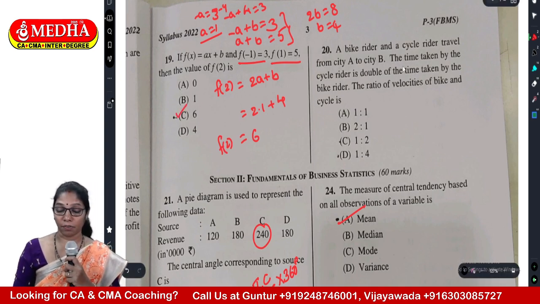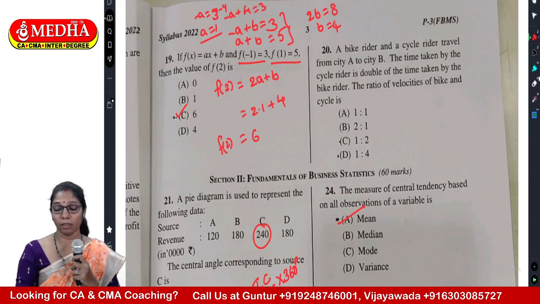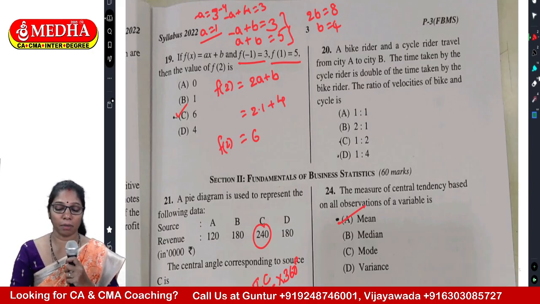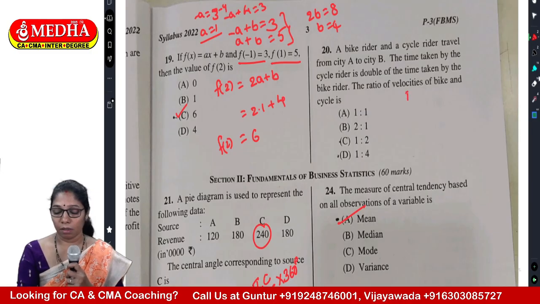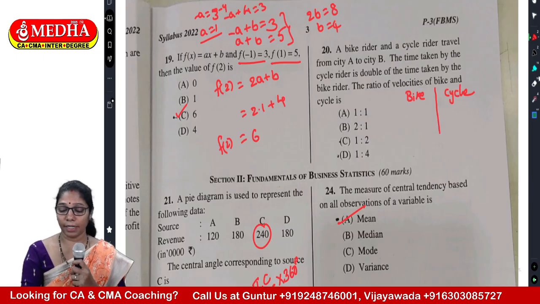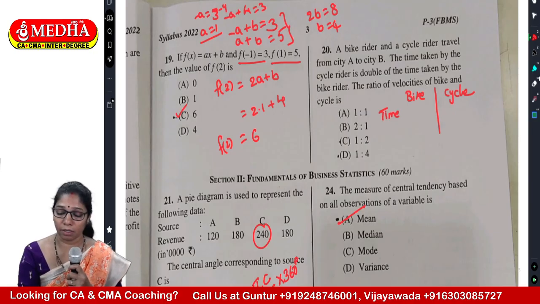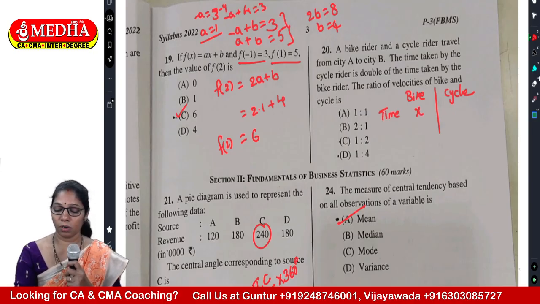And next question number 20. A bike rider and a cycle rider travel from a city A to B. The time taken by the cycle rider is double the time taken by the bike rider. So here, bike rider and cycle rider. So from these two conditions, time taken by the cycle rider is double the time taken by the bike rider. So if the time taken by the bike rider is x, the cycle rider is 2x.